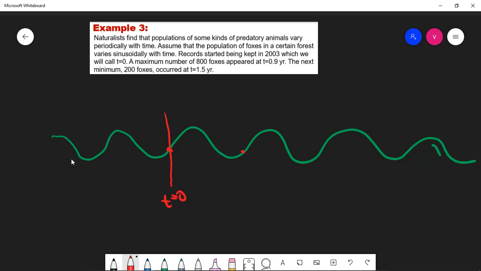But then they noticed a maximum number of 800 here, a maximum started at t equals 0.9 years. That is when it's convenient, because now you can look at a nice clean cycle of a cosine wave right here, from a maximum to a maximum, instead of this weird off wave here.